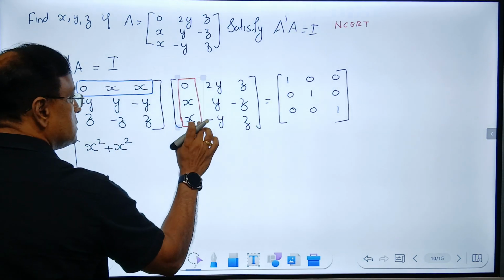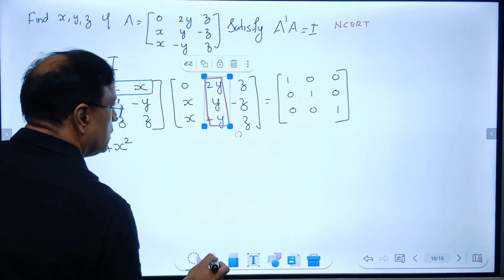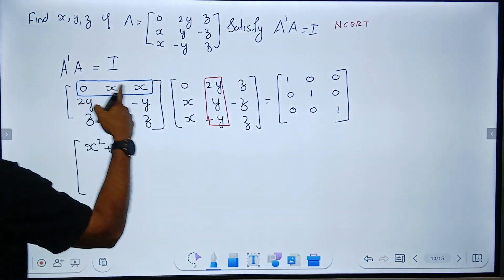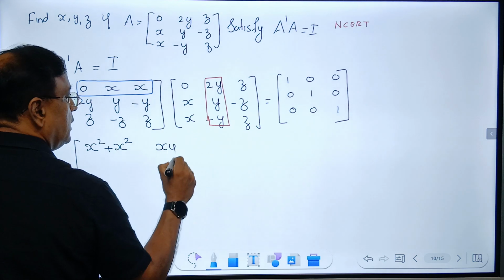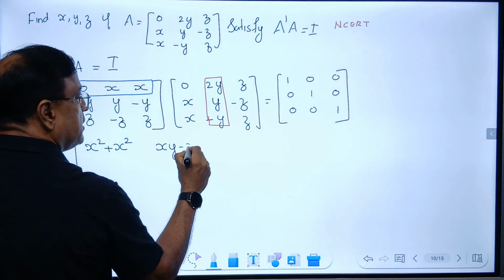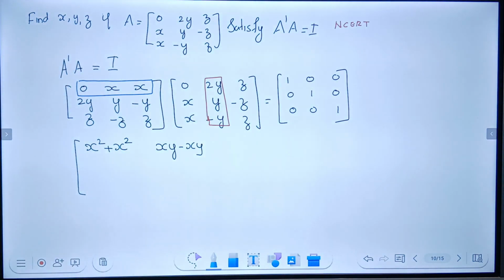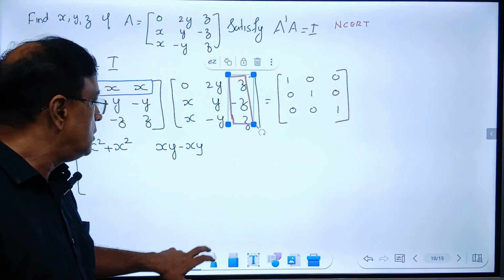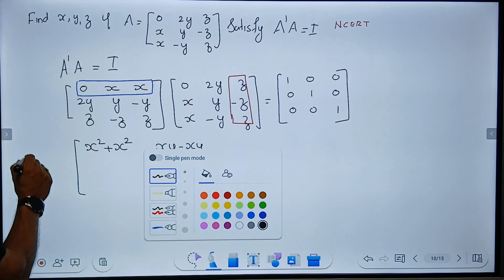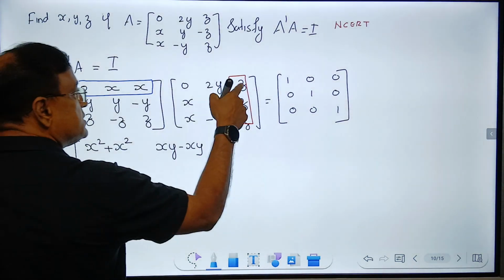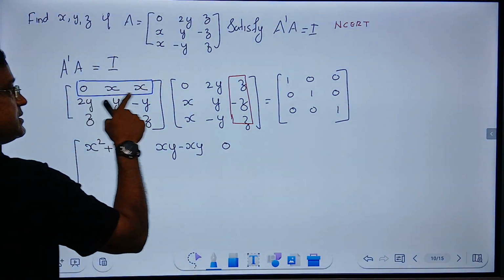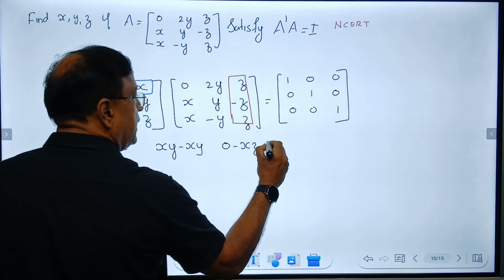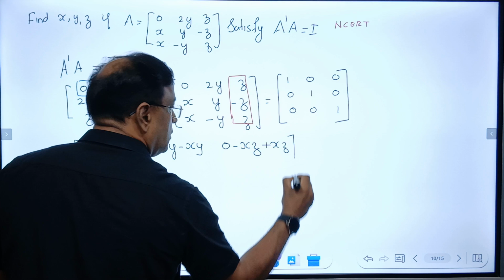Now I go to the next. What do you get? 0 into 0 is 0. x into y is xy. x into minus y is minus xy. Correct? Now let's go to the next. What do you get? First row, third column. 0 into z is 0. x into minus z is minus xz. x into z is xz. Now the first row is closed.